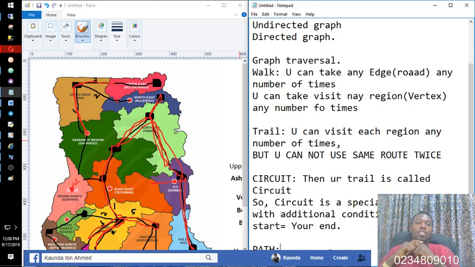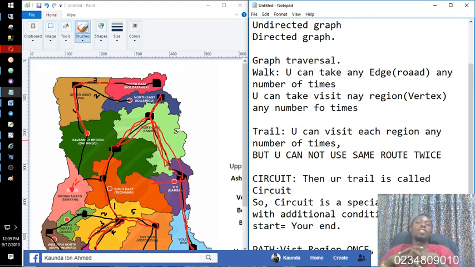And the next step is what is called a path. A path: visit each region once, visit each road once. A trail is each road once, but you can visit each region any number of times. The other, stricter rule is each road once and each region once. If you're able to do that, then it's called a path.